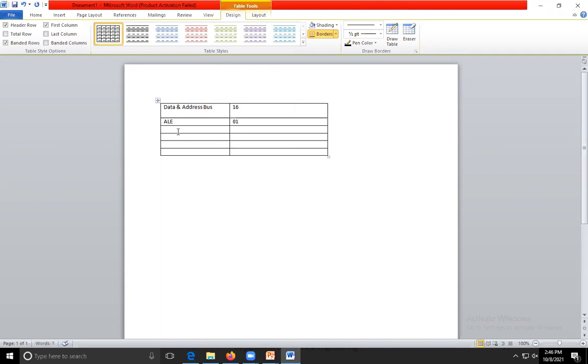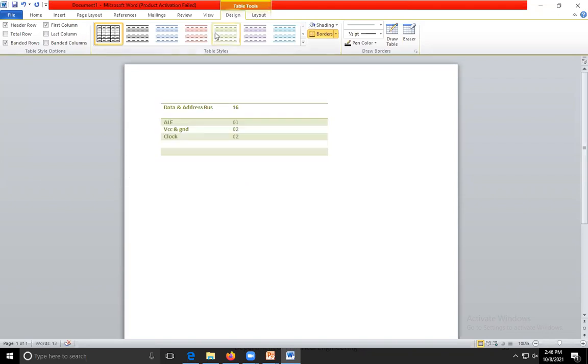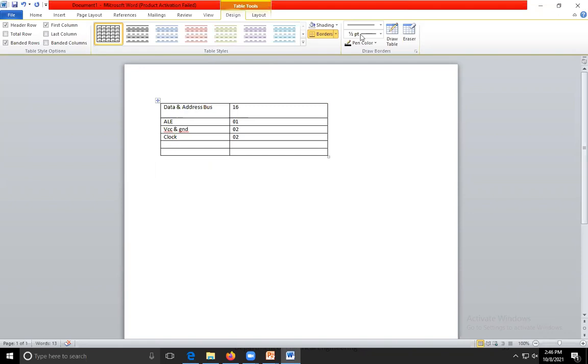Then another pin is VCC and ground. How many pins are there? 2 pins. Then the clock pins: you have to connect an external clock to them. We require 2 pins. Another is the clock pins.